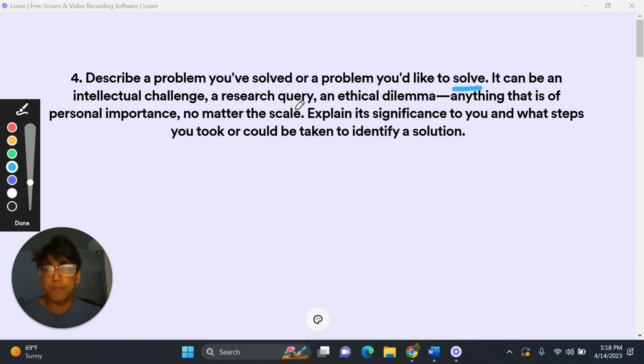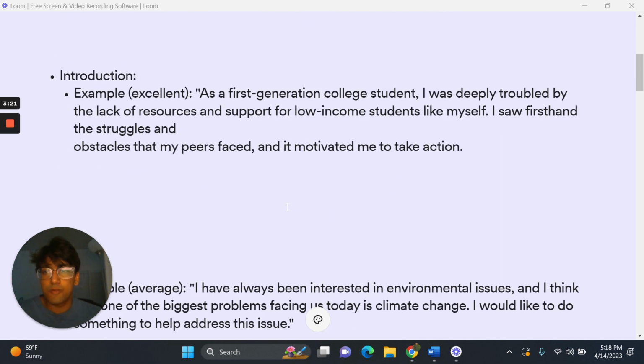So if you say, I want to solve global warming, it's very difficult to figure out what steps you can take. But if you figure out, well, I want to decrease pollution in my city by changing the trash disposal policies or something like that, that's something that could be of very personal importance. It could be something that you have exact steps for, and it could be something that you can identify a solution to. So that's what I want to talk about at first before we go into the good and bad examples.